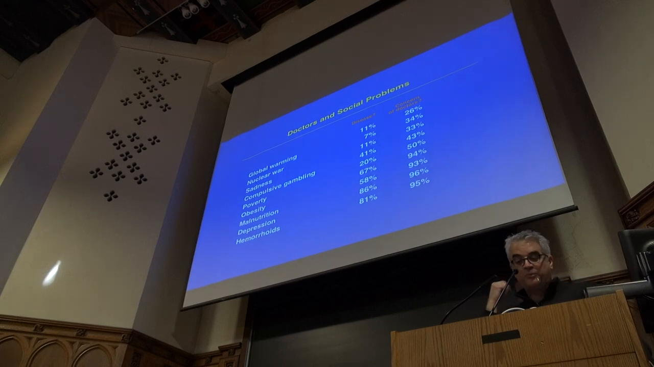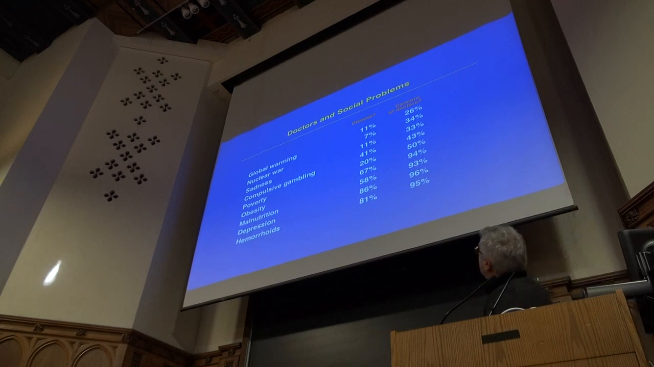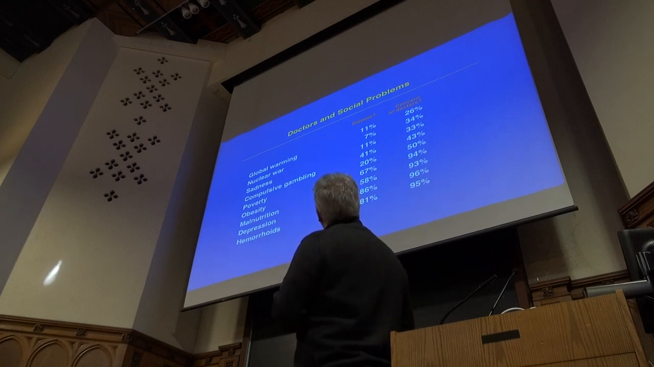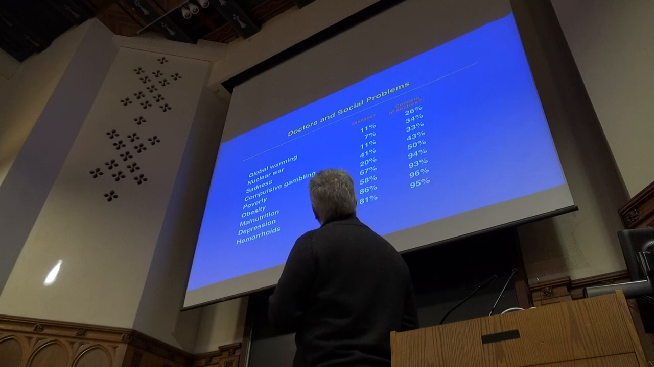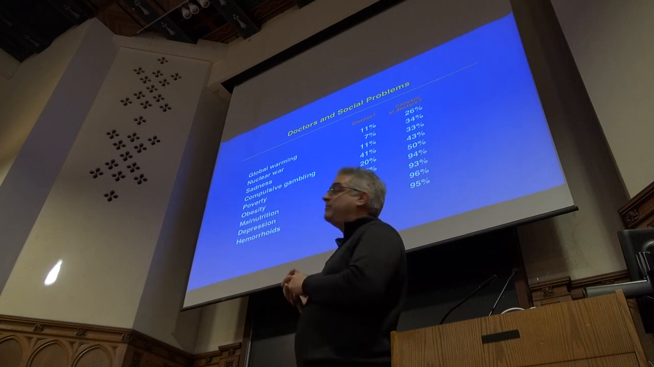And it's interesting which problems you thought doctors should concern themselves with and which not. So for example, global warming: 11% thought that was a disease, 26% thought that doctors should be concerned about it. Nuclear war, 7% a disease, 34% thought that doctors should be concerned. Sadness, compulsive gambling, poverty: 20% thought that poverty was a disease. Only 50% of you thought that doctors should be concerned about poverty.